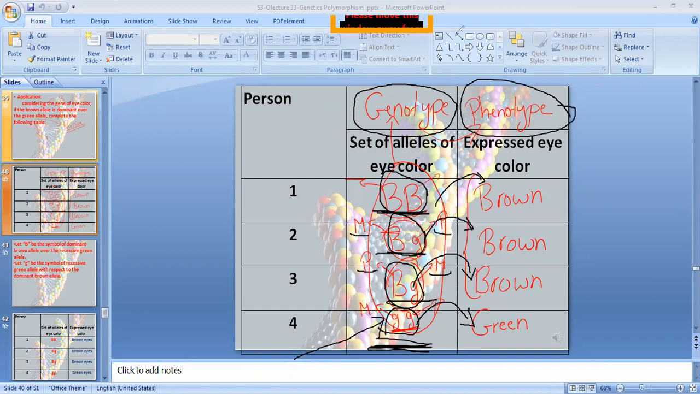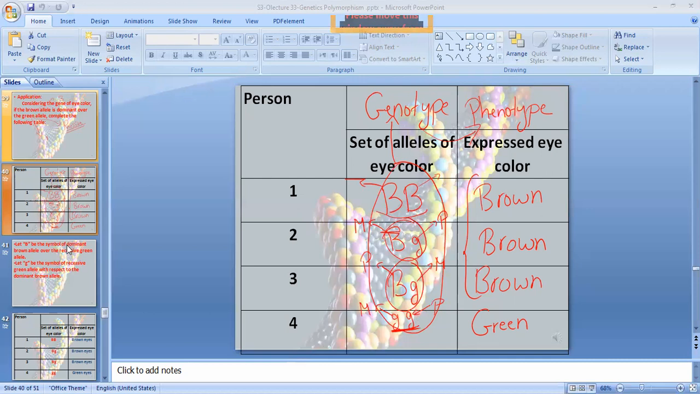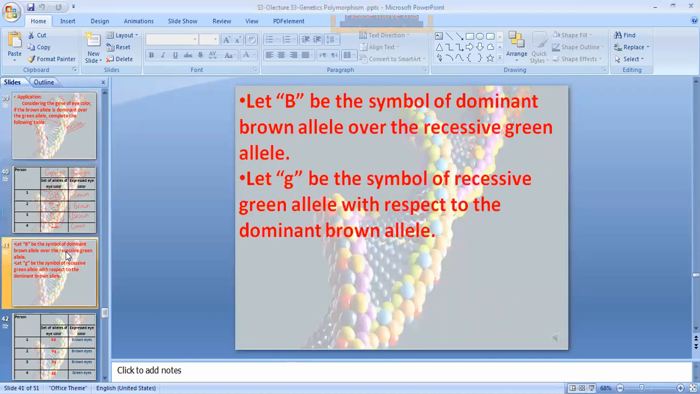What can we see? Before we start with the exercise, I'm going to give the symbols. Let B capital be for the brown, since they said the brown dominates the green. So let B capital be the symbol of the dominant brown allele over the recessive green allele. And let G small be the symbol of the recessive green allele with respect to the dominant brown allele. These are the cases wherever we have to give the symbols.